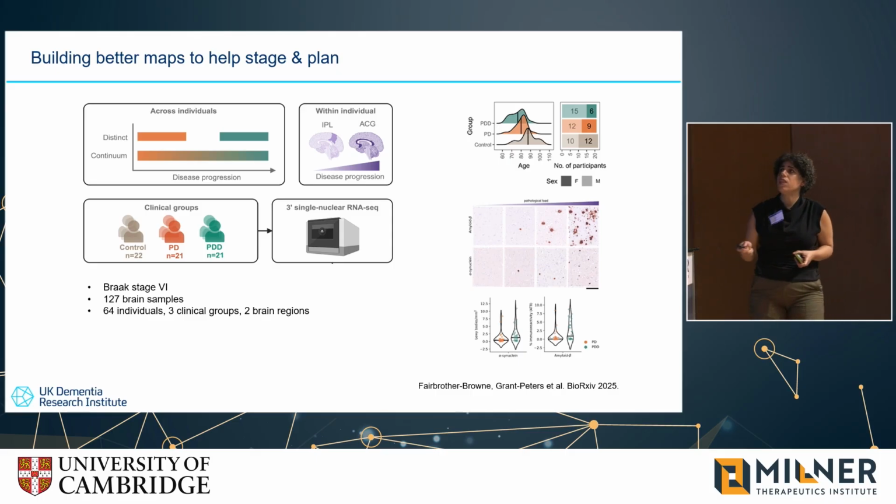And so what we did was look at control individuals, Parkinson's and Parkinson's disease dementia brain tissue. So this is post-mortem brain tissue, analyzed with single nuclear RNA-seq, and we analyzed 2 brain regions, but I'm going to focus on the anterior cingulate gyrus. So there are some demographic details about those, and we had the benefit of having quantitative immunopathology or pathological measurements on these samples.